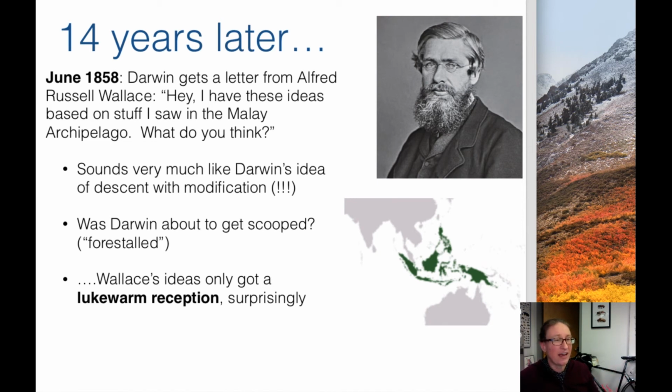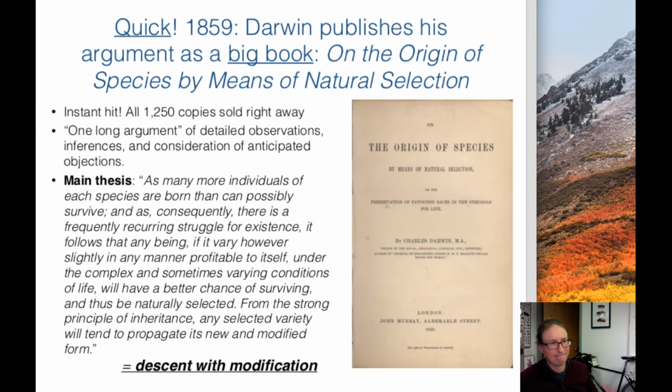So that kind of put him in a state of concern. However, when Wallace tried to more generally spread his ideas, they really only got a lukewarm reception. People were like, whatever, we don't care. So, at that point, Darwin thinks, okay, I need to put forth my ideas. They need to be thorough, so time to get my book out. So he writes this giant book called On the Origin of Species by Means of Natural Selection.